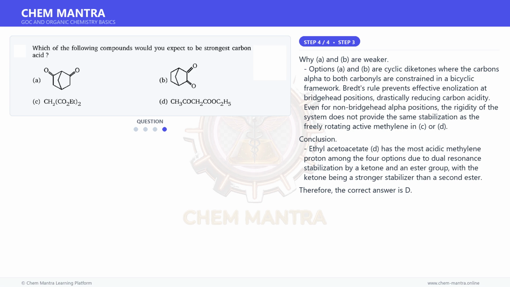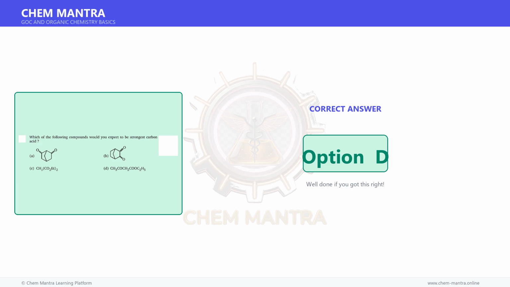Conclusion. Ethyl acetoacetate, D, has the most acidic methylene proton among the four options due to dual resonance stabilization by a ketone and an ester group, with the ketone being a stronger stabilizer than a second ester. Therefore, the correct answer is option D.